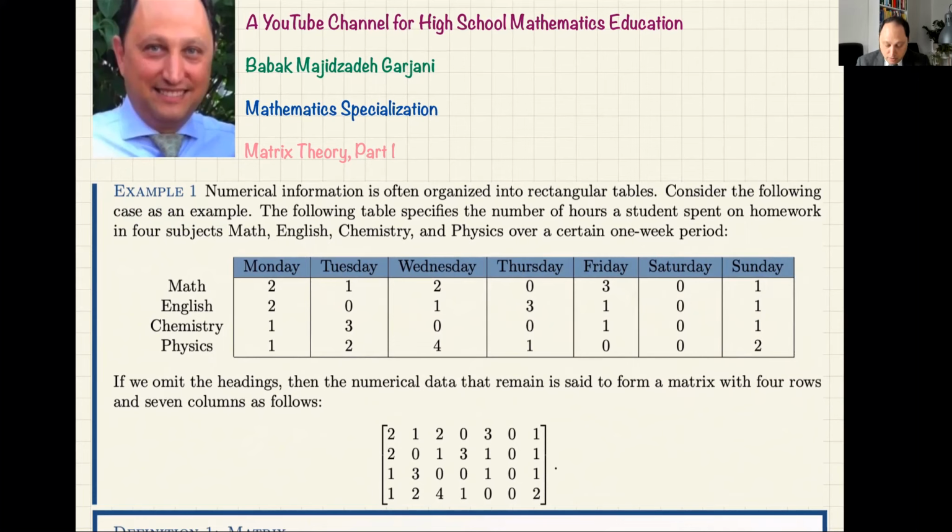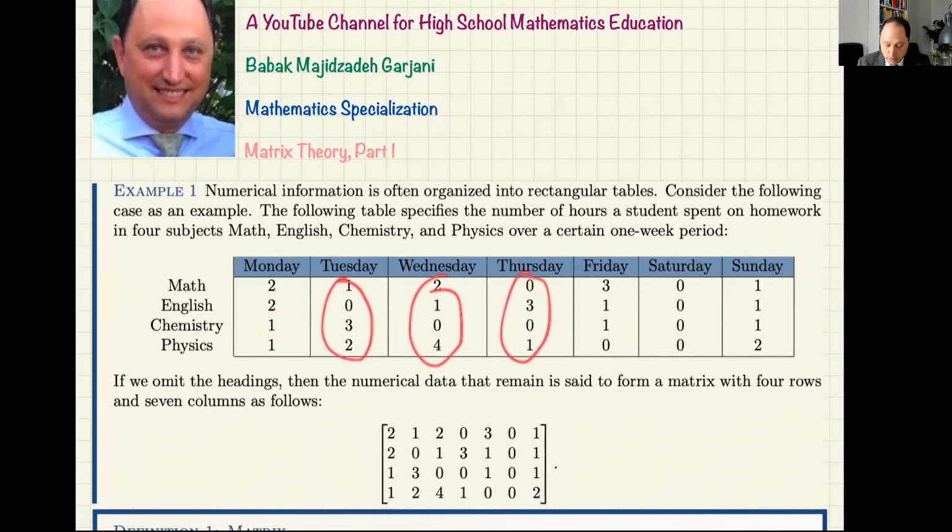So numerical information is often organized into rectangular tables. Yes, for example, if you consider the following table, this specifies the number of hours a student spends on homework in 4 subjects: mathematics, English, chemistry, and physics. For example, this student spent 2 hours for English on Monday. This student spends 2 hours for math, 2 hours for English, 1 hour for chemistry, and 1 hour for physics.